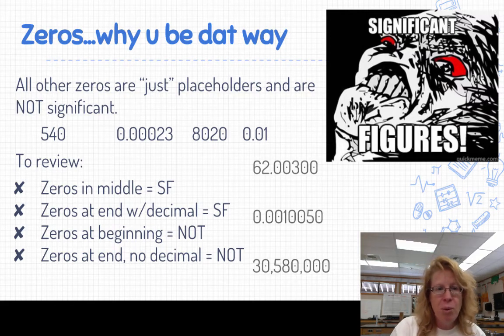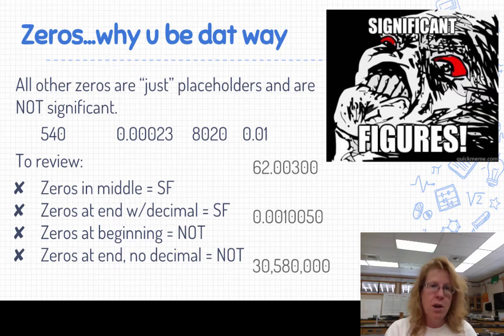The number 0.00023 has what we call leading zeros. Leading zeros are never significant. They don't count either. And there are no zeros at the end, so 0.00023 has 2 sig figs. The number 8020 has 3 sig figs. The 8 is significant, the trapped 0 is significant, the 2 is significant, but the last 0 is not. Again, there's no decimal place there, so it does not count as being significant.